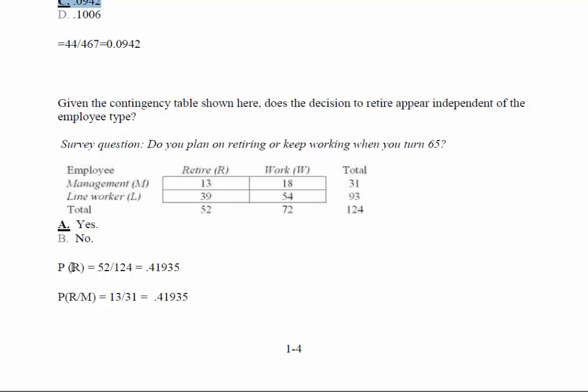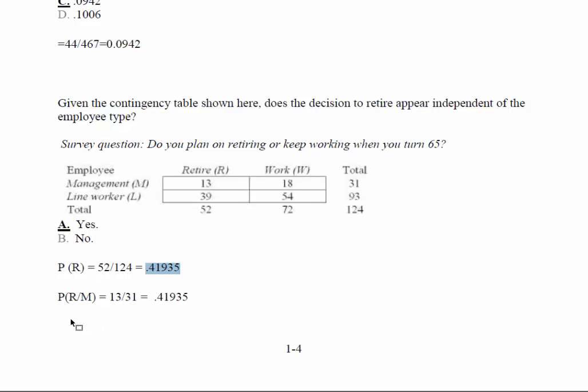What we can do is find the probability of someone wanting to retire. P(R) is 52 divided by 124, because there are 52 people who chose to retire, regardless of the type of work they have. And the total is 124 people. 52 over 124, you get 0.41935. So for any person, the chance of choosing to retire is 41.9%.